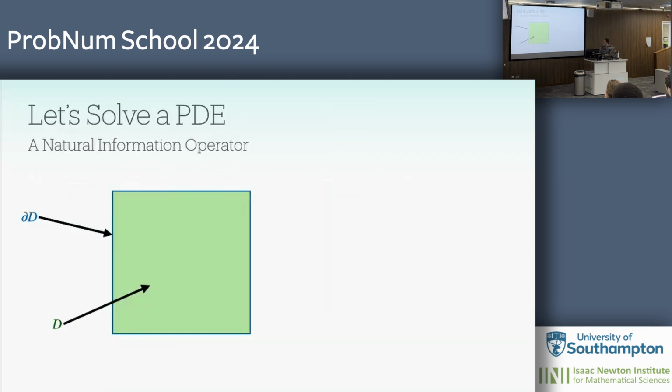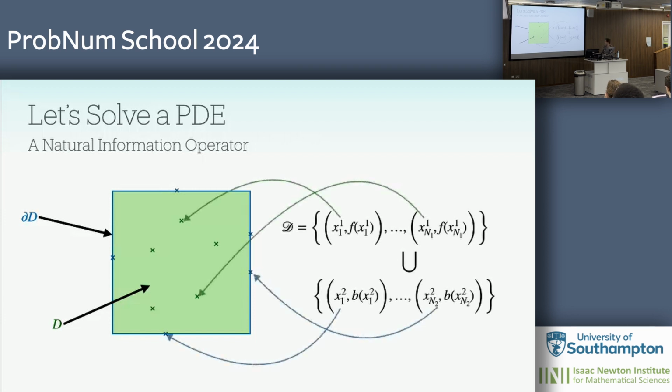So let's have a look at a picture of our domain. The blue line here is the boundary of the domain in this linear elliptic PDE that I showed a few slides ago, and the green box is the interior. All this information operator is going to look like is we put a bunch of points inside the domain and some points on its boundary. The green crosses are interior collocation points, and the blue crosses are boundary collocation points. Then we just build a data set, calligraphic D, by taking the union of the interior collocation points plus the forcing function evaluated at those points, with the boundary collocation points plus the boundary function evaluated at those collocation points.